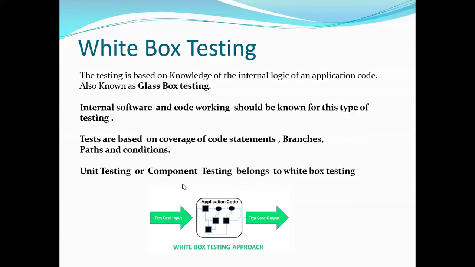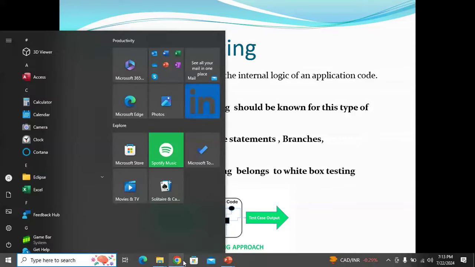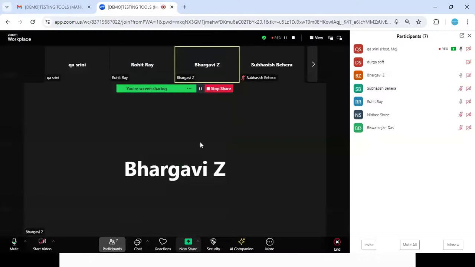The tests are based on the coverage of code statements, branches, paths and conditions. This we can call unit testing or component testing. Interview question: can you define what is unit testing? Can you define what is component testing? Unit testing is nothing but white box testing. Understanding, right? So it's very easy, guys, if you understand the concept.